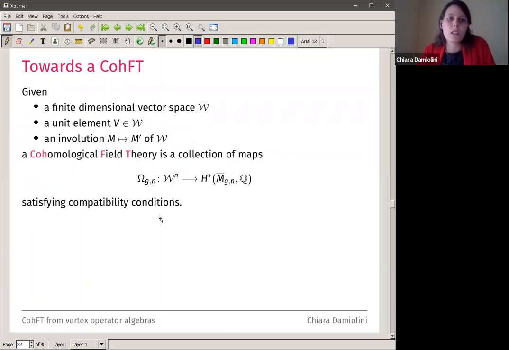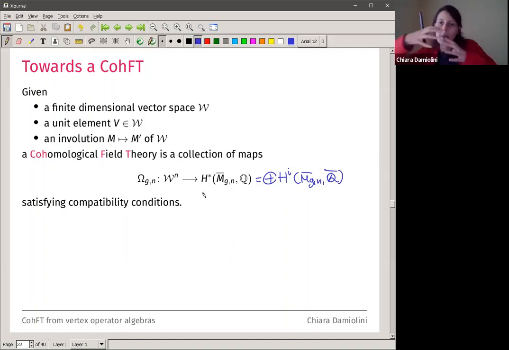A cohomological field theory is a collection of maps that is indexed on g and n. g will be a genus of a curve, n is the number of points, which takes n of these elements in this vector space and gives back some element in the cohomology ring. So this will be just the direct sum of the cohomology. If you think about singular cohomology, this works.